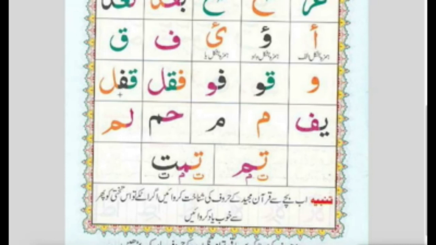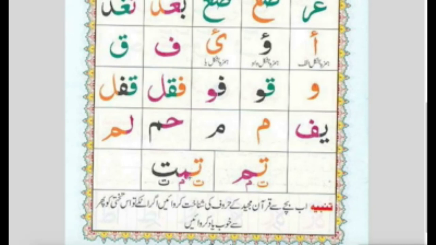Qaf, fa, lam. Two dots in the bottom, ya, fa, meme. There are two memes, one is a long meme, one is a short meme. So both of them are meme. Ha, meme. Lam, meme. Ta, meme, ta. So this meme is connected with both the back letter and the next letter. So you can connect meme with both letters. So meme will be like that.